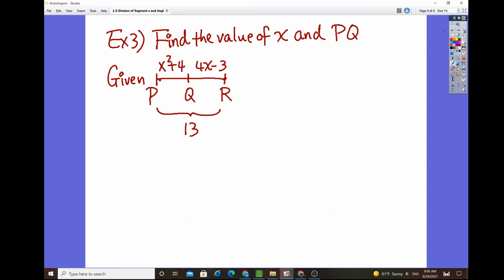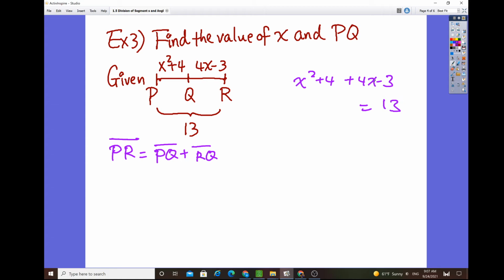Okay, so now here's another one. Find the value of x and PQ. So we start off with x squared plus 4, using the segment addition postulate. Basically, PR is the sum of PQ, so not RQ, PQ. So segment PR is the sum of PQ and segment RQ. So combine those two segments' measurements together, and then set that equal to 13.